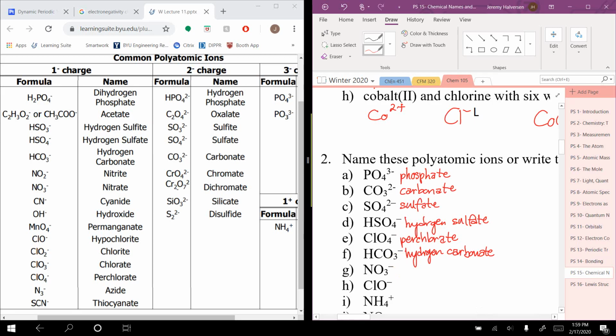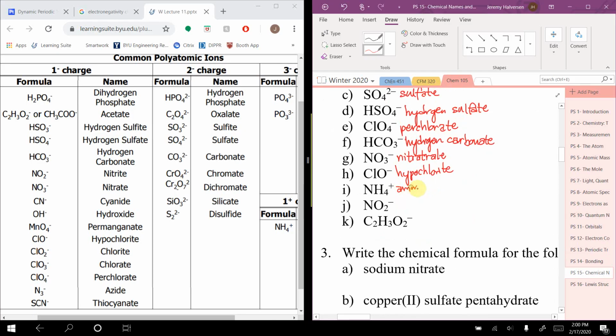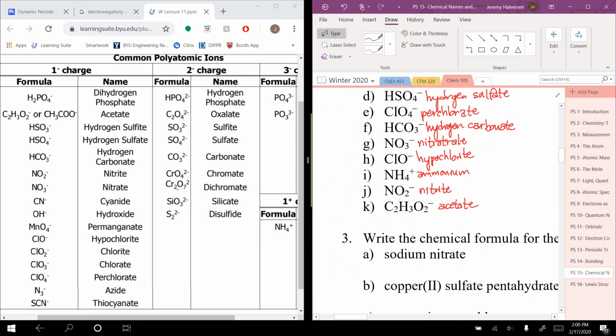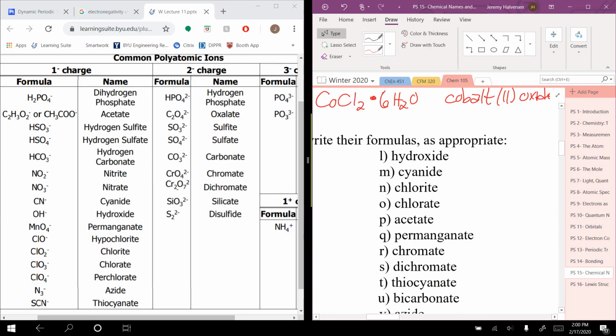And the 3 minus, nitrate. We got hypochlorite. And NH4 plus is ammonium. Then we have nitrite, acetate. You'll also see this labeled CH3COO minus as another way to write acetate. You'll often see that. That brings us over here.